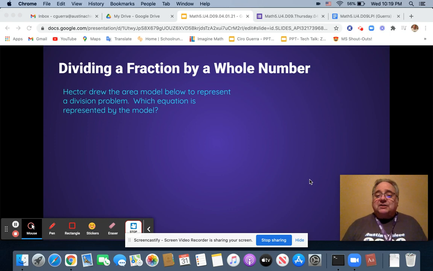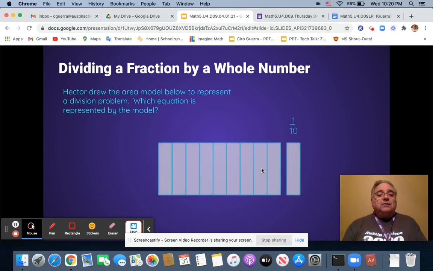All right, 5 minutes went by quickly. Here is the answer to your do now. Hector drew an area model below to represent a division problem. Which equation represents the model?